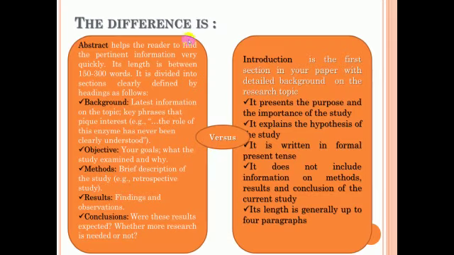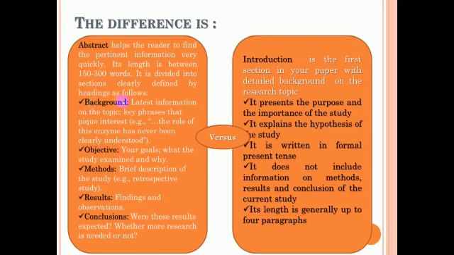Now we move to the difference. Here we have some points by which we can differentiate between what is meant by abstract and what is meant by introduction. The abstract, as we have already explained, helps the reader to find the pertinent information very quickly. Its length is between 150 and 300 words. It is divided into sections, clearly defined by headings, as follows.